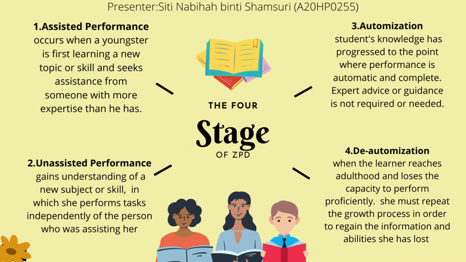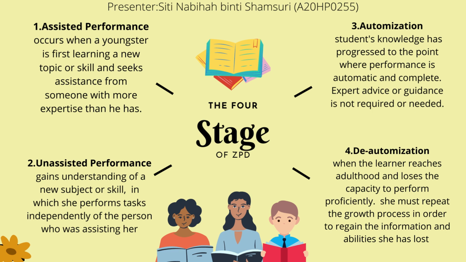Let's move to the four stages in the zone of proximal development. The first one is assisted performance. The first stage occurs when a youngster is first learning a new topic or skill and seeks assistance from someone with more expertise than he has, for instance, from instructors, parents, or a coach.